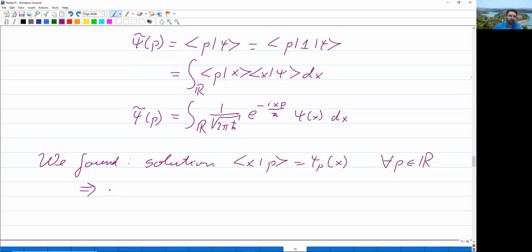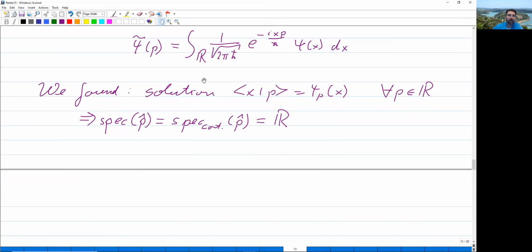So therefore, what we have is that the spectrum of the momentum operator is a purely continuous spectrum. It's the continuous spectrum only. There's no contribution from the points, there's no point spectrum. And this is R. So the spectrum of the momentum operator is the real line. And what we have is that we can now also write down resolutions of the identity in terms of momentum eigenvectors.